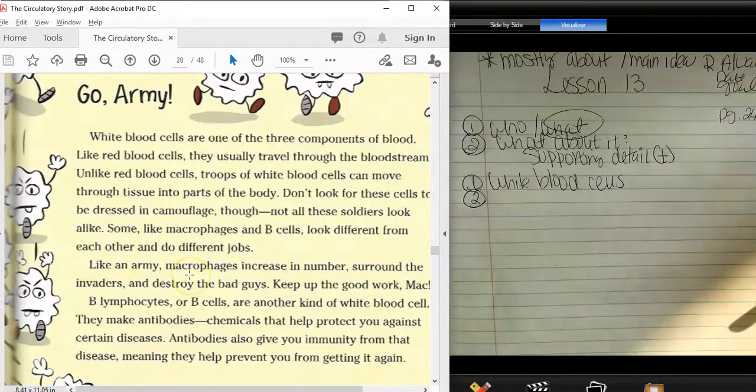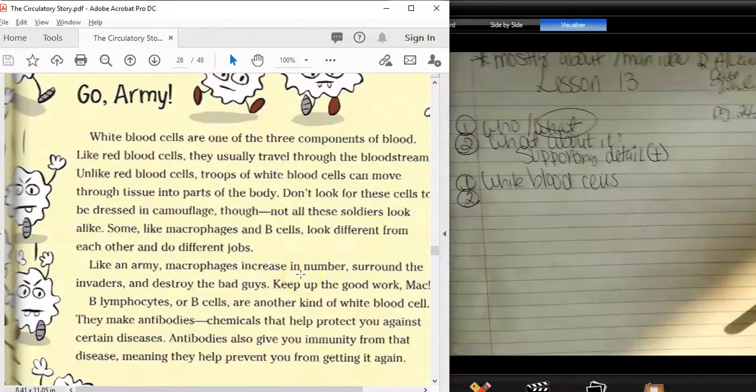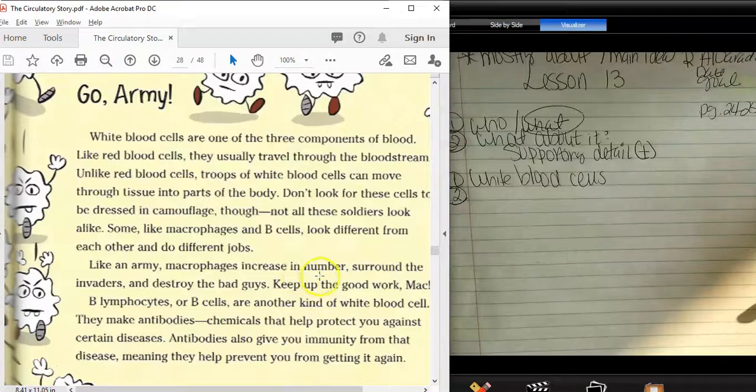Like an army, macrophages increase in numbers, surround the invader and destroy the bad guys. Keep up the good work, Mac. B lymphocytes and B cells are other kind of white blood cells. They make antibodies, chemicals to help protect you against certain diseases. Antibodies also give you immunity from that disease, meaning they help prevent you from getting it again.